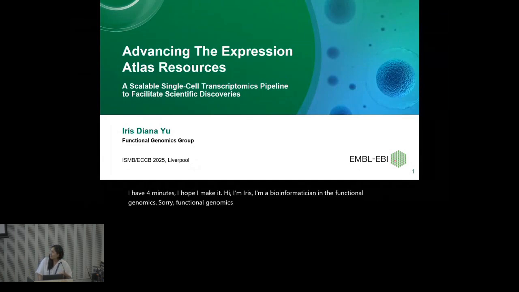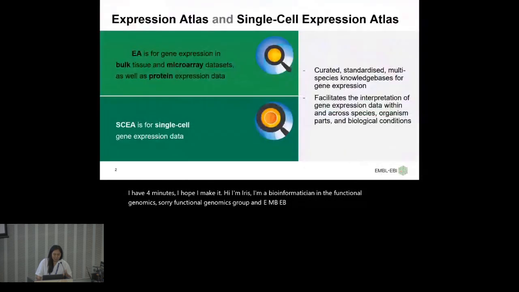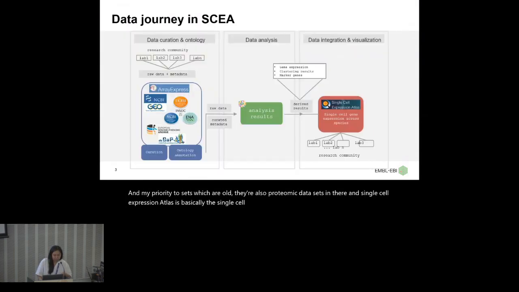I'm a bioinformatician in the functional genomics group in EBI. I'm going to talk about our two resources, which are Expression Atlas and Single Cell Expression Atlas. These are curated, reanalyzed multi-species knowledge bases for gene expression, and the Expression Atlas is mainly for bulk RNA-seq datasets and microarray datasets, which are old. There are also proteomic datasets in there. And Single Cell Expression Atlas is basically the single cell counterpart.